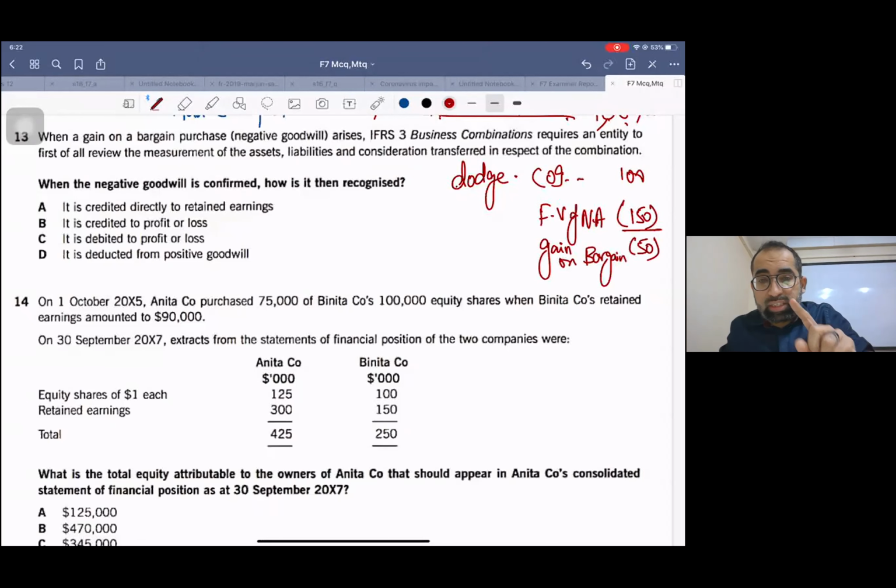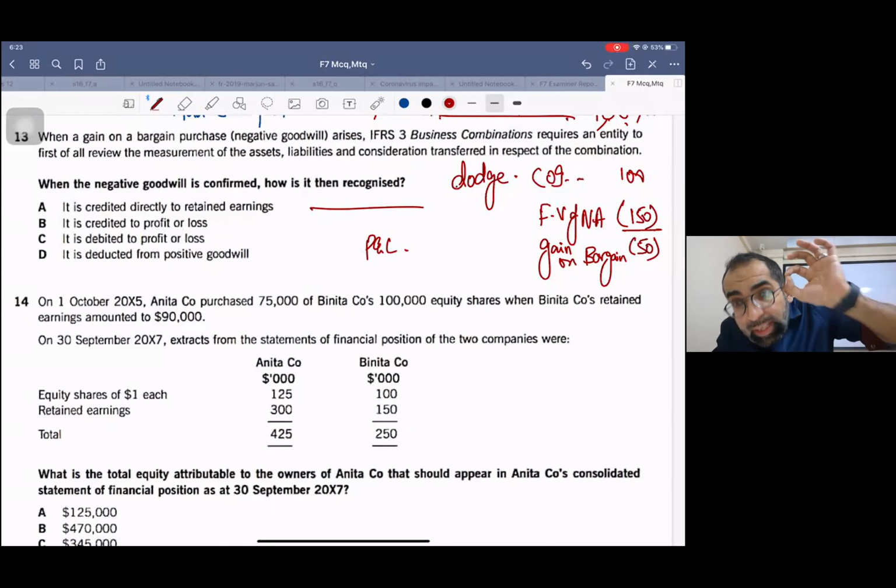Listen, this gain on bargain purchase is the income of P company. You can write income, and we simply book it in P&L. And through P&L it goes to retained earnings. So it is credited to P&L, profit and loss. This answer is wrong: it is credited directly to retained earnings.